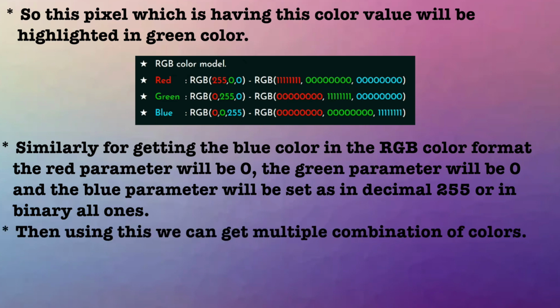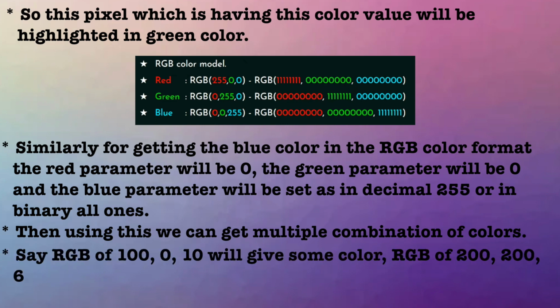Using these, we can get multiple combinations of colors. The RGB of 100, 0, 10 will give some other color. The RGB of 200, 26, 5 will give some other color. So, you can adjust the values of the RGB color format in order to get the appropriate color. Please note that each parameter takes a value from 0 to 255. Now, this is the idea behind LSB steganography.